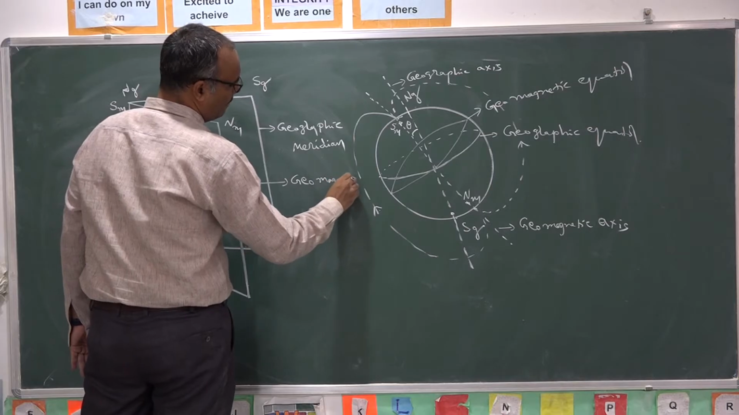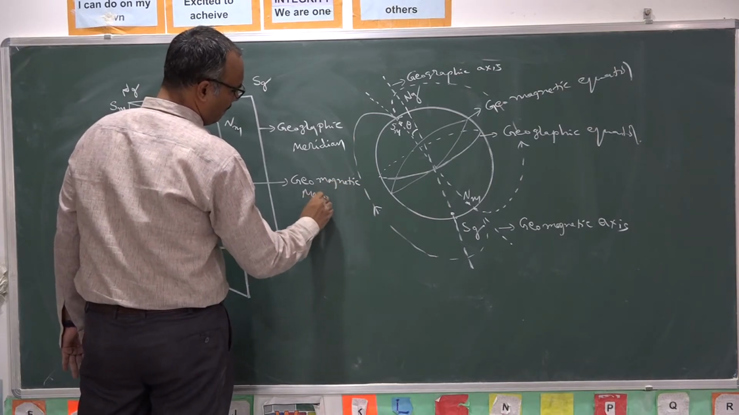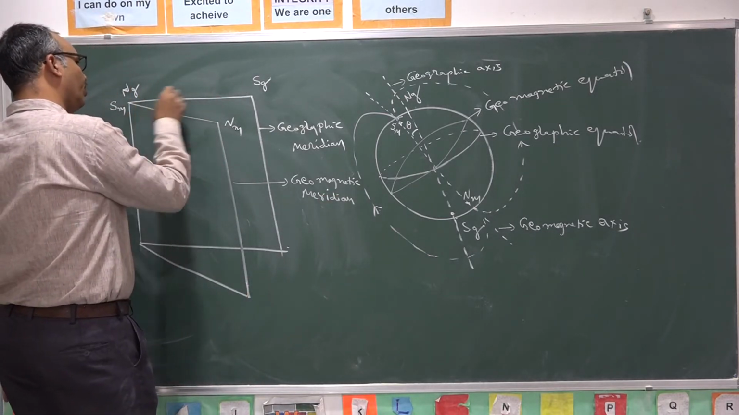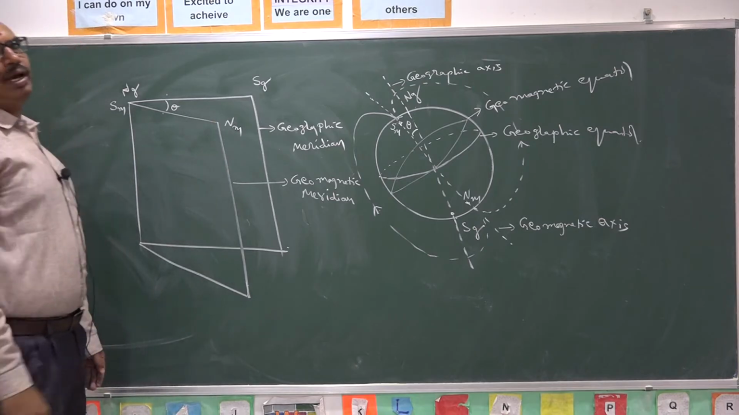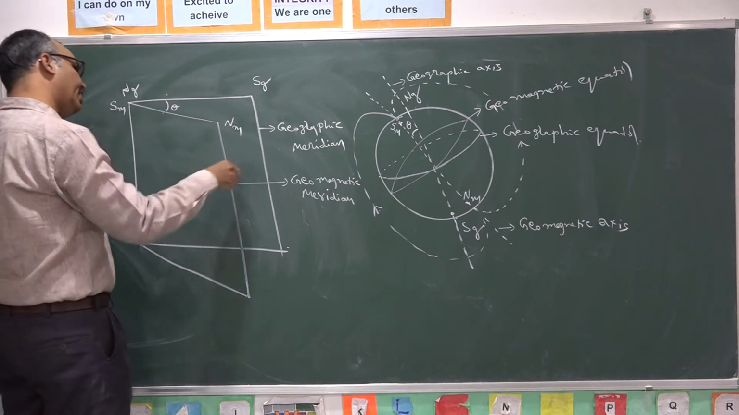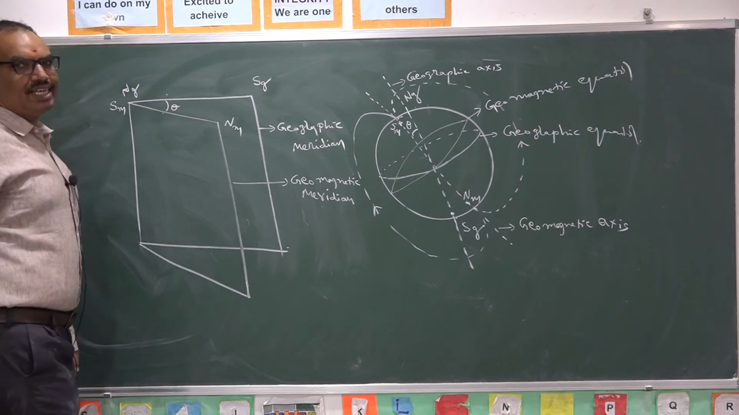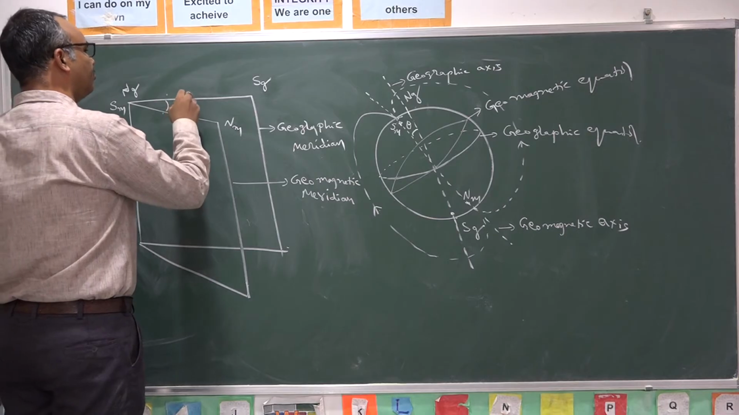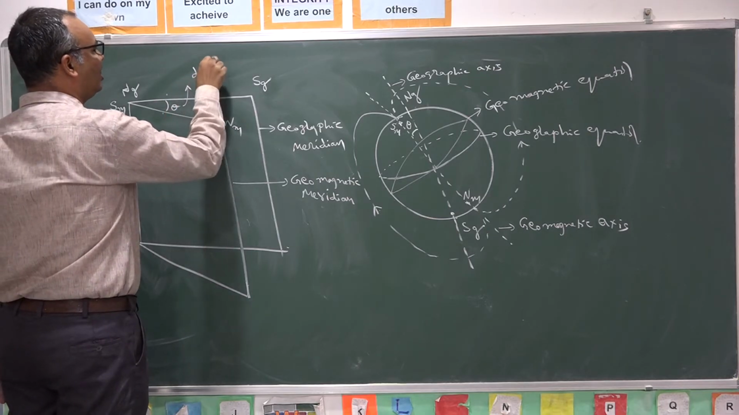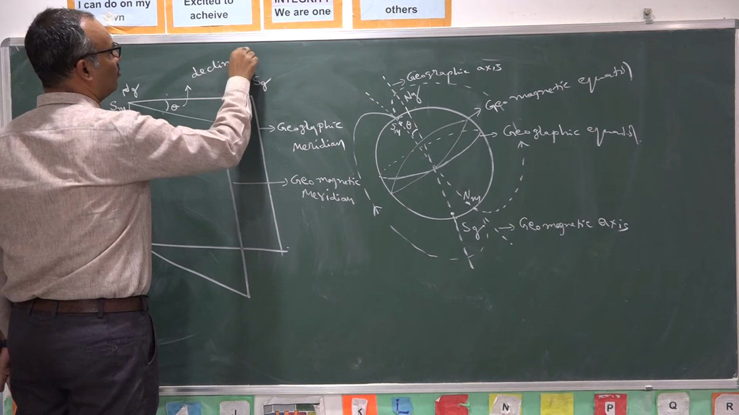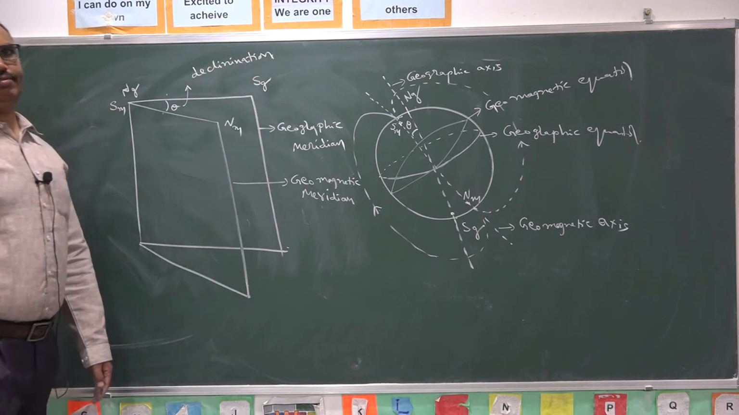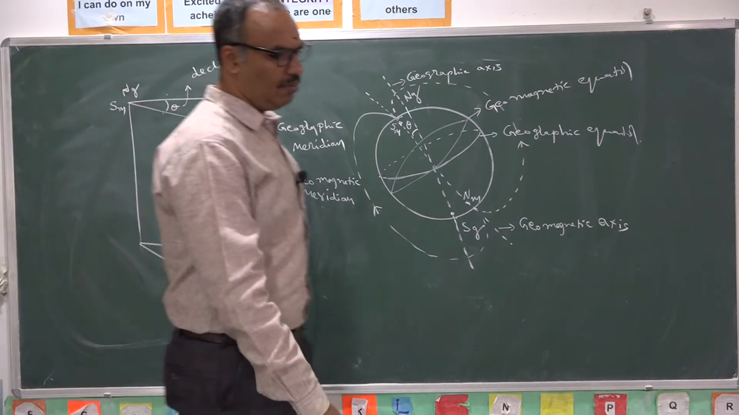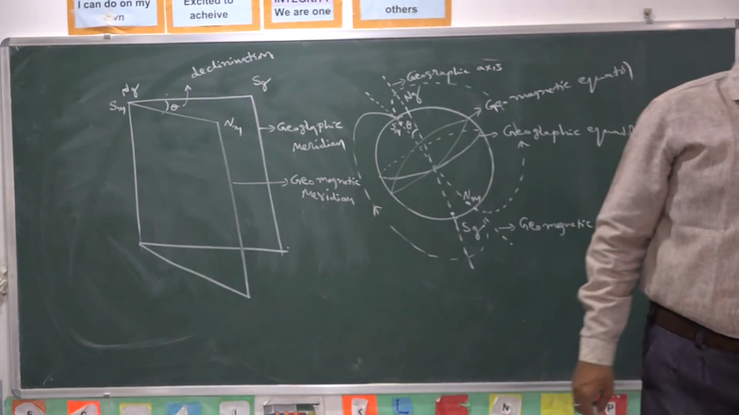So the angle between these two, that means geographic axis and geomagnetic axis, nothing but geographic meridian and geomagnetic meridian. This angle is called declination. This is the first element of terrestrial magnetism.